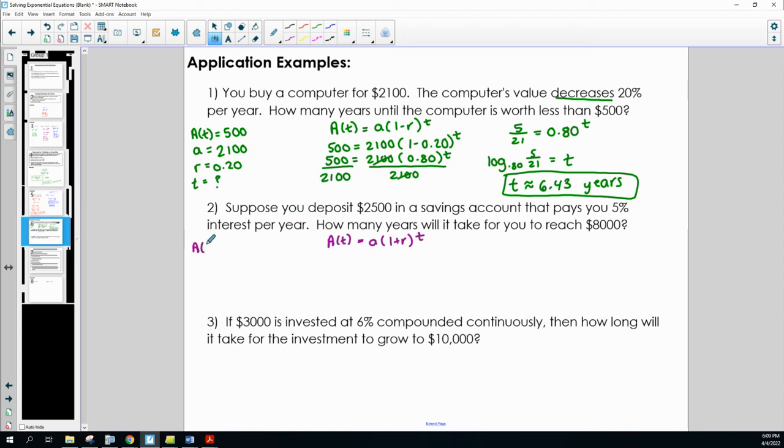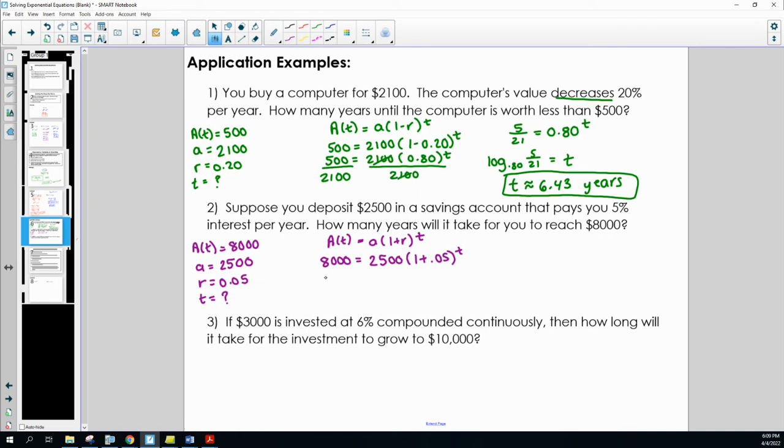So again, let's identify our information. A of t is our final amount, which is 8,000. Little a is our initial amount, which is 2,500. r is our rate, which is 5%, so 0.05. And t is going to be our time, which we don't know, which is what we're solving for. So let's plug it in. 8,000 equals 2,500 times (1 plus 0.05) to the t.